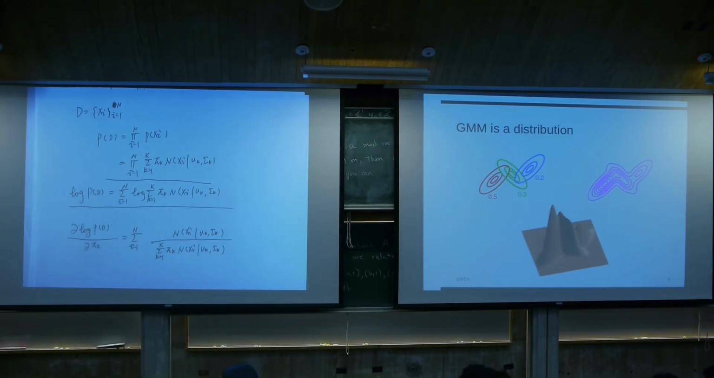Because it's too difficult. You take the derivative with respect to pi k, mu k, and sigma k, and send them to 0. You will have a set of equations, right? And think about the equations. This is an unknown variable, and these two are also unknown, and these two. And this set of equations is really hard to solve.